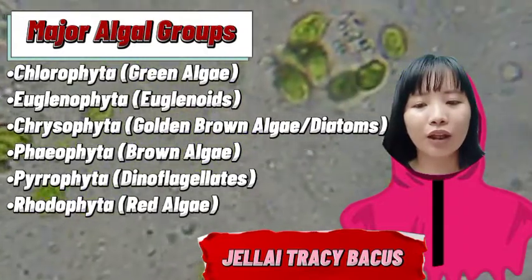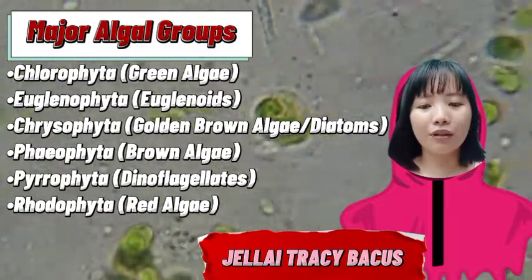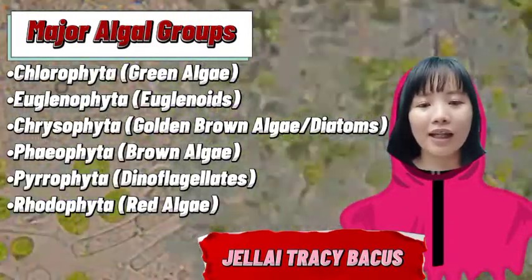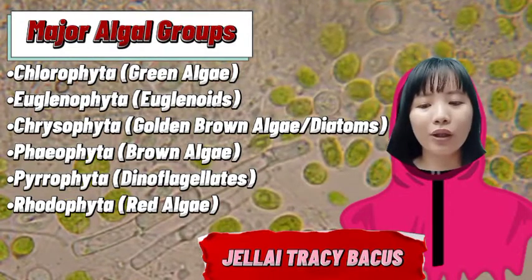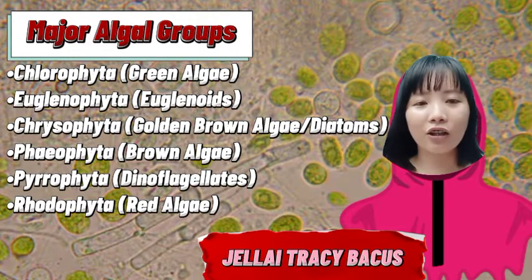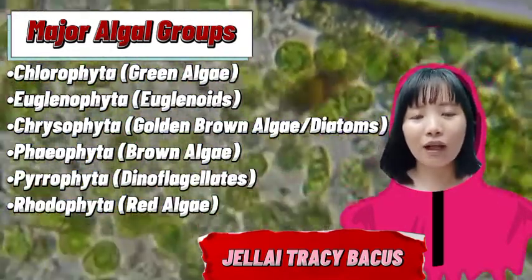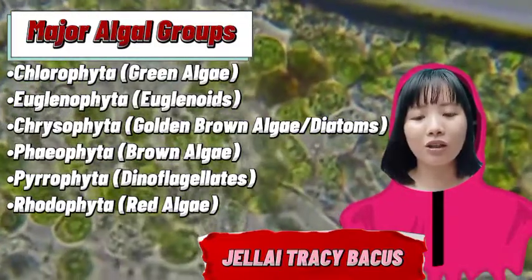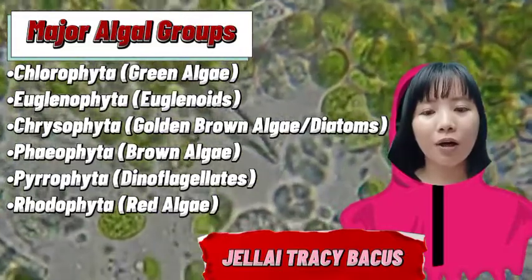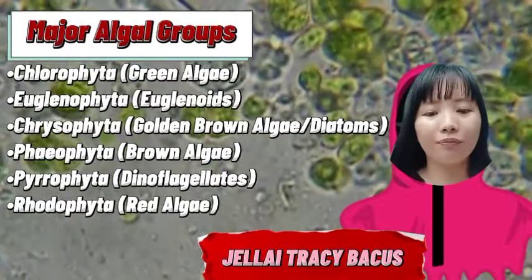Next we have the Phaeophyta, also known as the brown algae. Morphology, filamentous to leafy, occasionally massive and plant-like. Pigments, chlorophylls A and C, and xanthophylls. Fifth, we have the Pyrrophyta, also known as the dinoflagellates. Morphology, unicellular and flagellated. Pigments, chlorophylls A and C. Lastly, we have the Rhodophyta, also known as the red algae. Morphology, unicellular, filamentous to leafy. Pigments, chlorophylls A and D, phycocyanin and phycoerythrin.